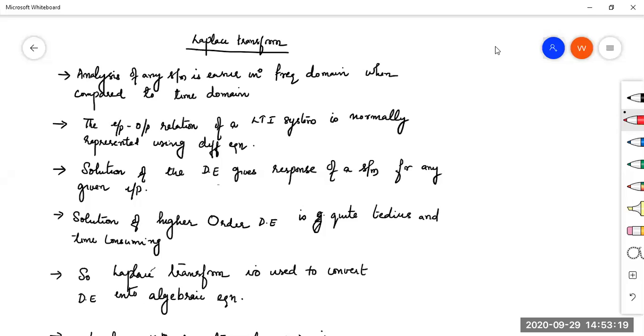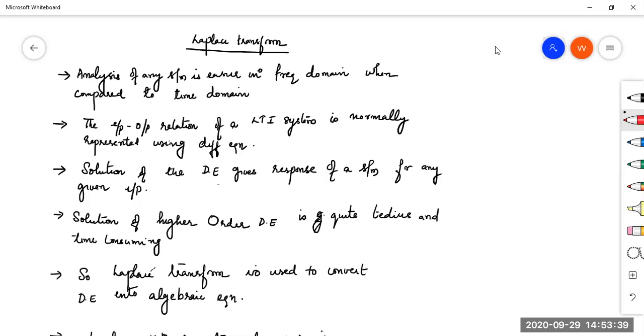So normally how we do is that we will be representing the input-output relation of a linear time invariant system using a differential equation, and that particular differential equation will be analyzed for any given input. You can find the value of output. So if you convert this in frequency domain, this analysis is very, very simple.